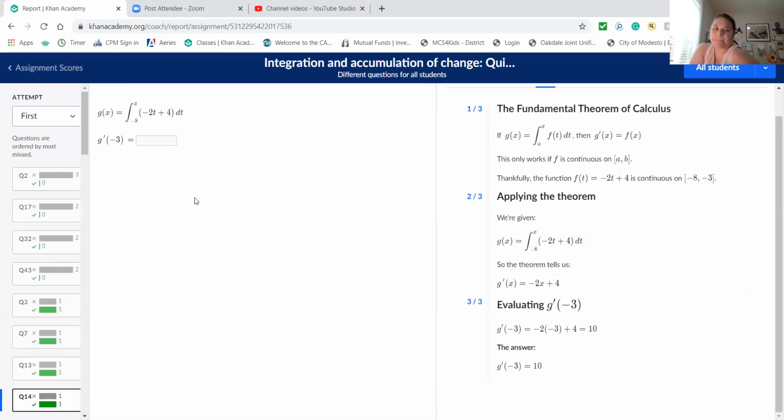Okay, so this one again is the fundamental theorem of calculus. Better than the last one, we don't have to use the chain rule. So the derivative of an antiderivative is just going to be the function itself. And so that's negative 2t plus 4. And I would sub in a 3. And so the answer is 10 again.